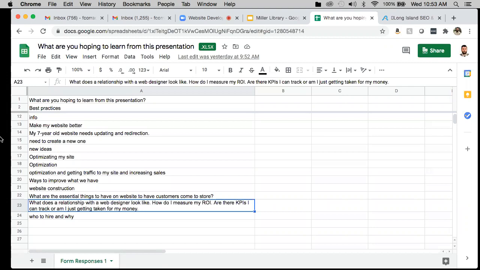Are there KPIs I can track, or am I just getting taken for my money? Okay, so this question seems like you're working with somebody and it's not going well. I get a lot of these. As a matter of fact, I always get what I call the star-crossed lovers of clients. A lot of times they'll be working with an agency or one of those freemium or cheap, cost-effective marketing platforms. But again, you get what you pay for. And then I have to start from scratch, and there's a lot of trepidation.